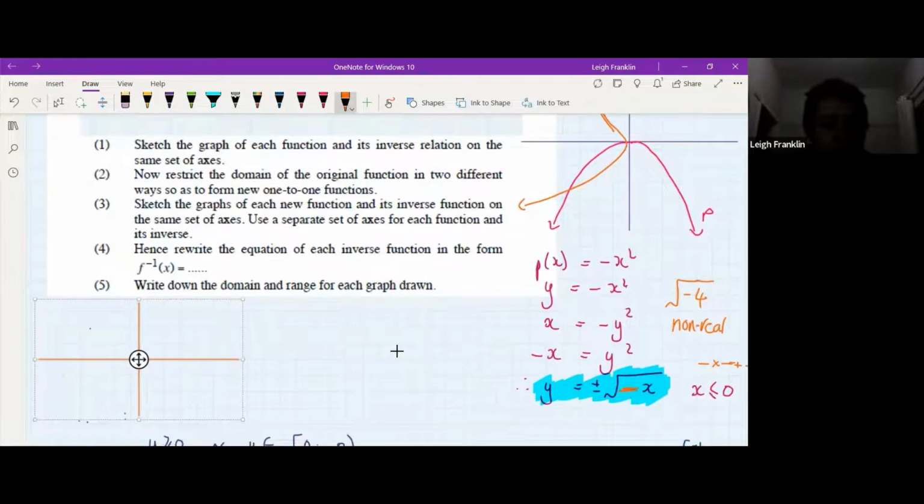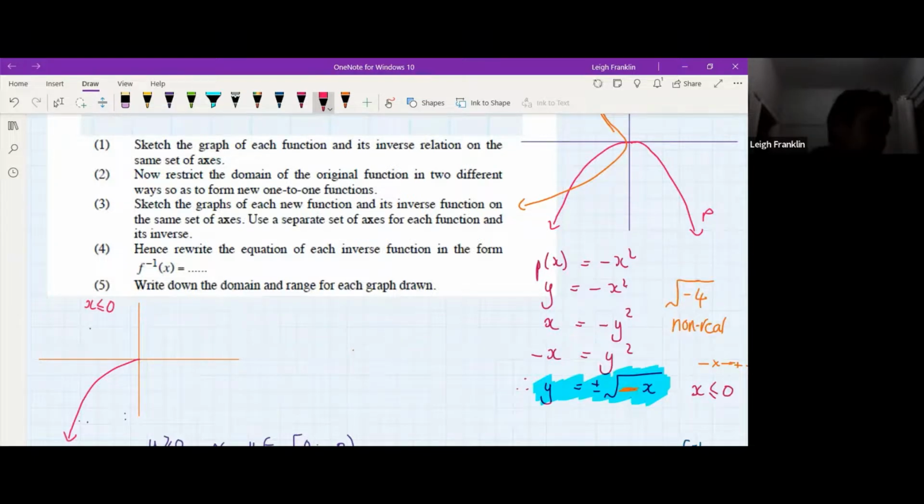Okay, and now what we want to do is restrict the domain and draw the graph of the new function and its inverse function on the same set of axes. Okay, so that's going to be our next step. If I restrict the domain so that I'm looking at that part of the arm, this is going to be where x is smaller than or equal to 0.